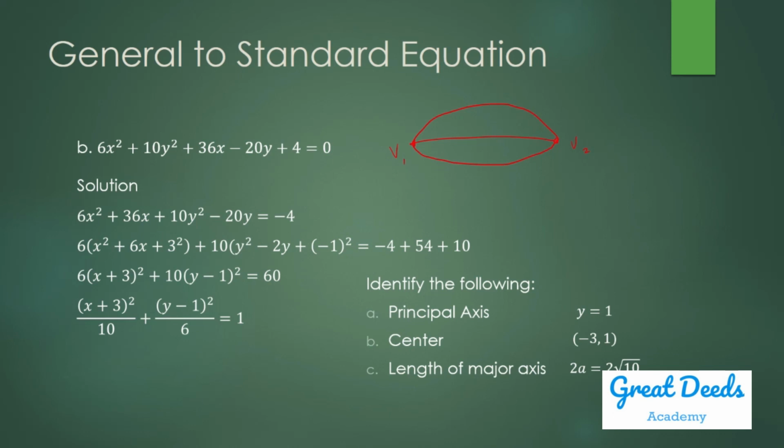Get the length of the minor axis. The minor axis is a chord that is perpendicular to the major axis, and it passes through the center. The length of that is equal to 2 times b. b is equal to the square root of 6. And so the length of the minor axis is 2 times the square root of 6.